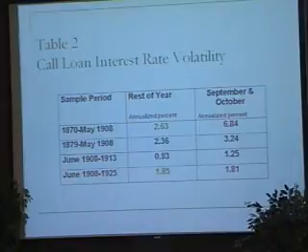Some of that's due to the panic of 1873, which we took out. So the number goes down to 3.24%, which is still a lot higher than 2.36%. And if you look after, you can see that September and October are actually lower. So the Fed seems to be doing its job.